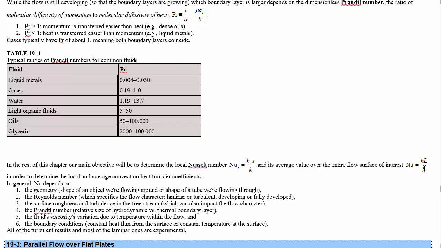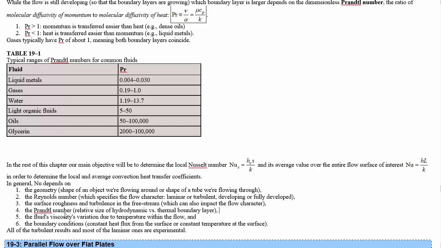If you have the Nusselt number, you can get h. So this is kind of like saying, what does h depend on? It depends on the geometry. It depends on the Reynolds number, because that affects the fluid flow. It depends on the surface roughness and turbulence in the free stream, which also affects the flow character, whether we've got turbulence or laminar flow. It depends on the Prandtl number, so how big the hydrodynamic versus thermal boundary layer is.